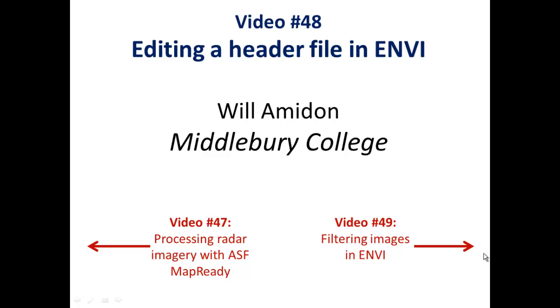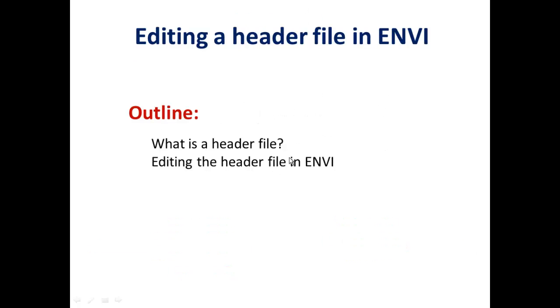But what you'll find is that when your images do finish processing, they are fully rectified and they're projected in a UTM coordinate system, but they don't have a header file, okay? They don't have a file associated with them that's going to tell ENVI or ArcMap what projection they're actually in. So in this video, what I want to do is first tell you what is a header file, and then I want to show you how to edit and create a header file in ENVI.